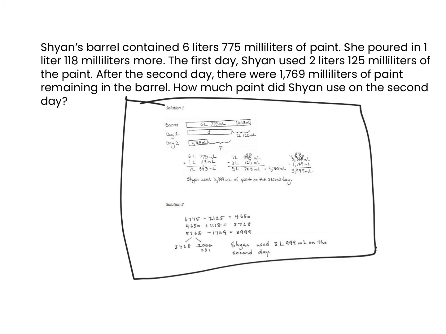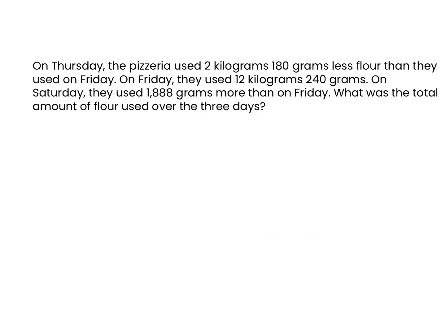Alrighty, we're going to look at our last problem. Again, that reminder that I want you to read the problem with me, pause, see what you can do yourself on your whiteboard, and then come back and see how you did. All right, on Thursday, the pizzeria used 2 kilograms, 180 grams less flour than they used on Friday. On Friday, they used 12 kilograms, 240 grams. On Saturday, they used 1,888 grams more than on Friday. What was the total amount of flour used over the 3 days?